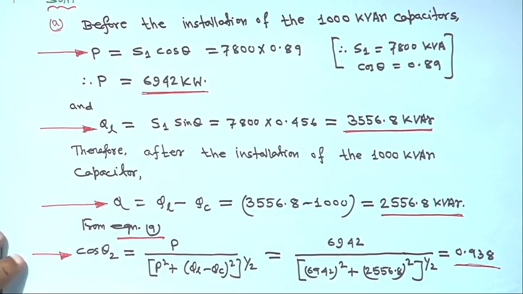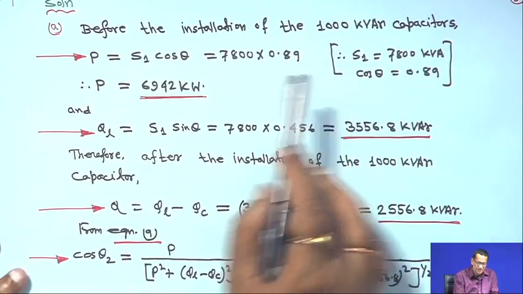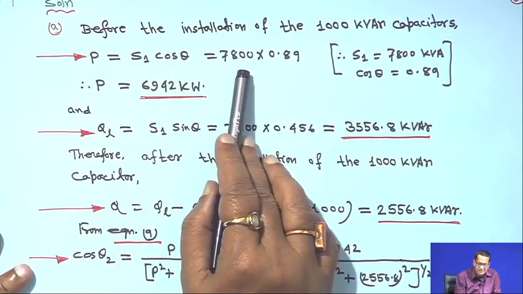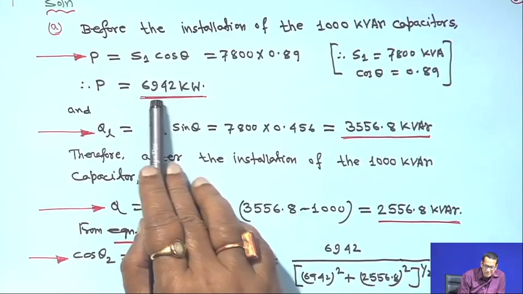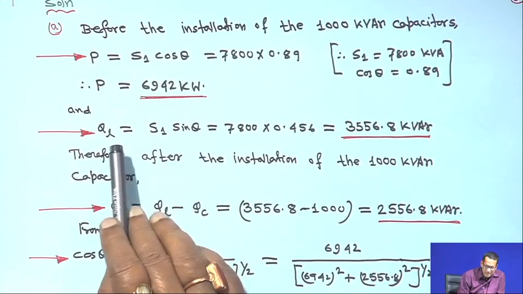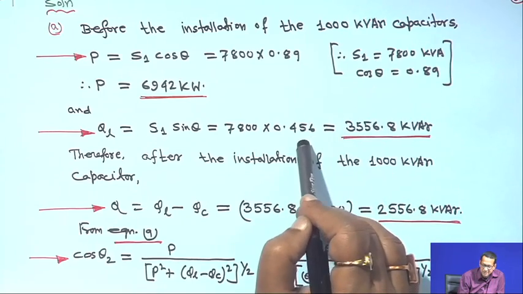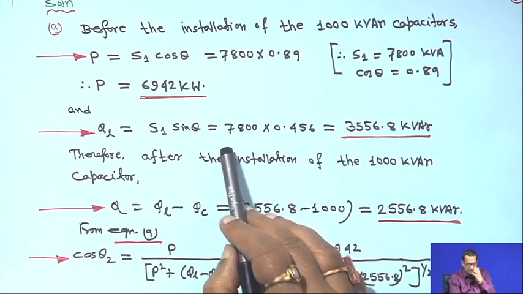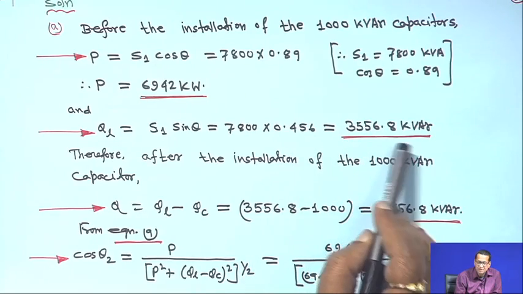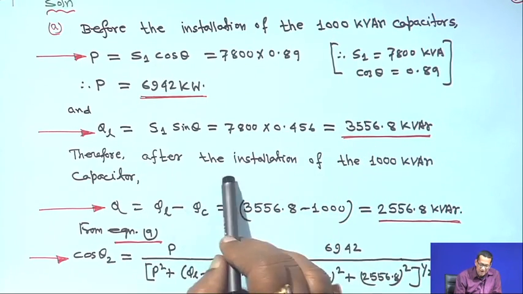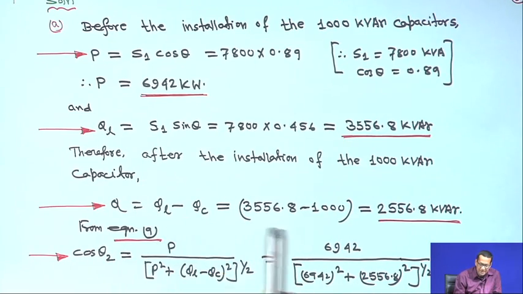So, in this case, before the installation of the 1000 kilovar capacitors, P is equal to S1 cos theta. It is given, 7800 kVA into 0.89, so P is equal to 6942 kilowatt. Therefore, QL will be S1 sin theta. Cos theta is 0.89, so sin theta will become 0.456. So 7800 into 0.456 is 3556.8 kilovar.